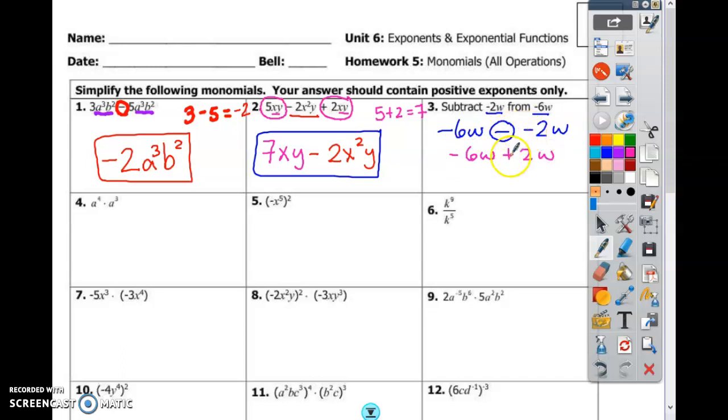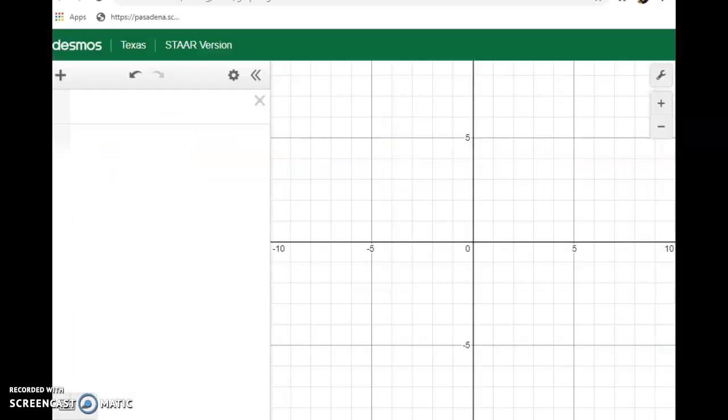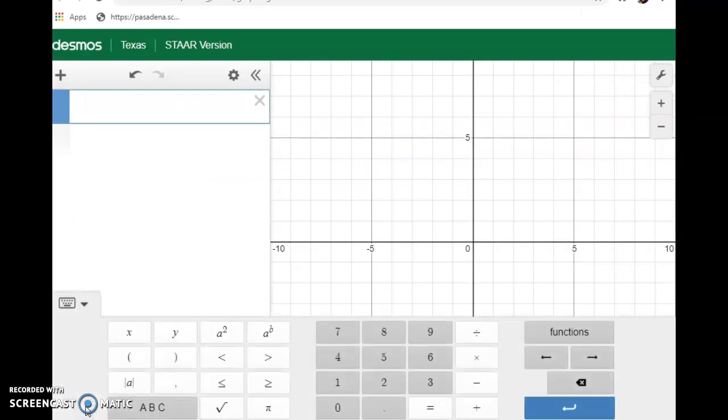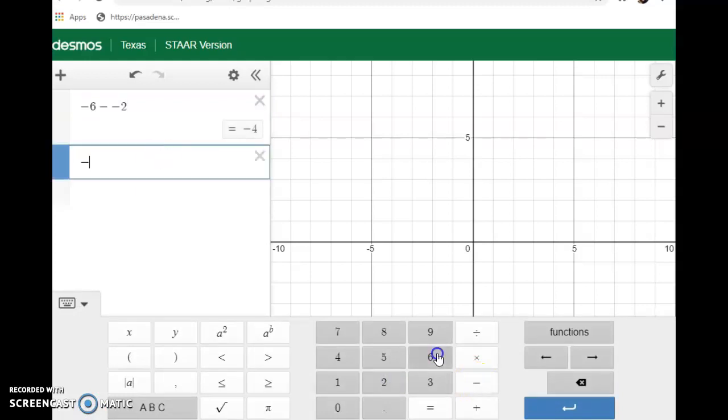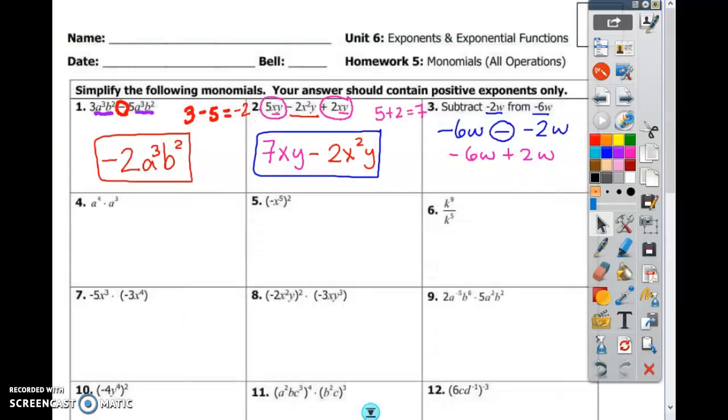Because minus a negative is a positive. But if you just put it like that in the calculator, it'll give you the answer. -6 minus -2. It's the same thing as -6 plus 2. Okay, you still get the same answer. That's -4w. So right here, I'm going to put -4w. Okay, all we had to do was combine like terms.